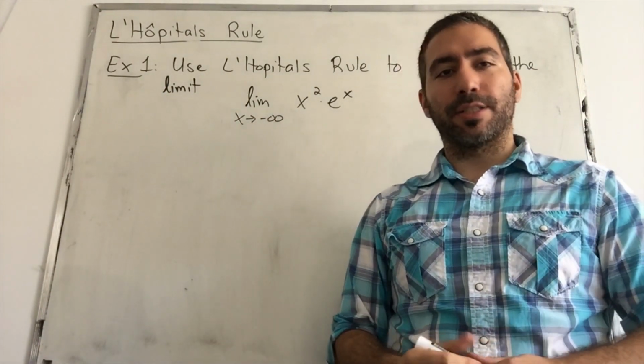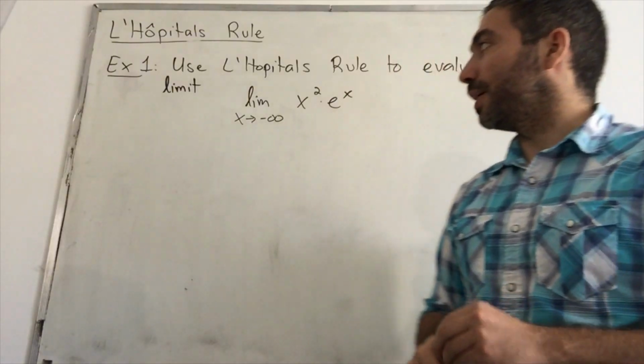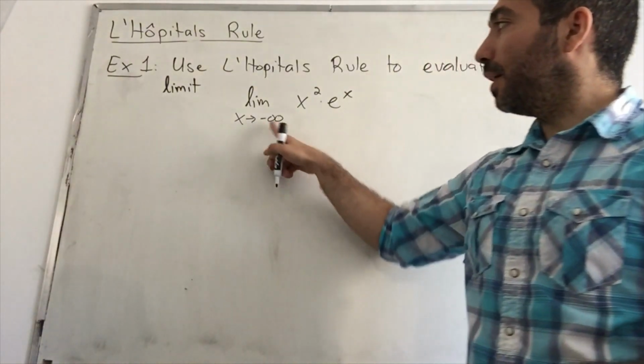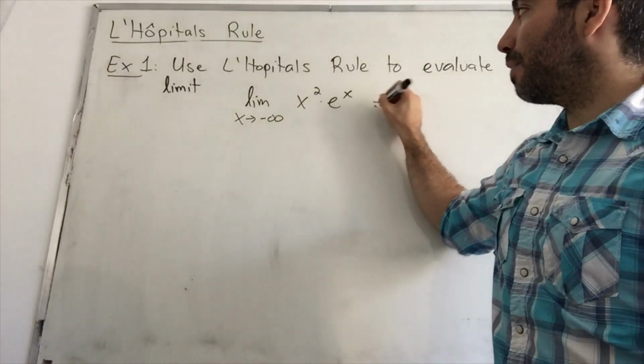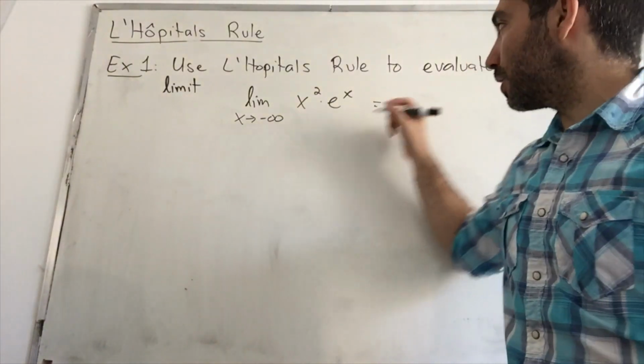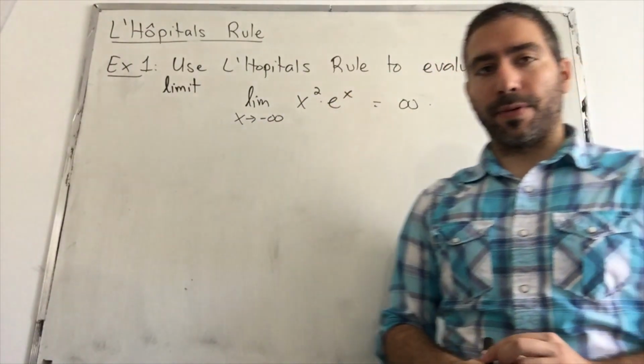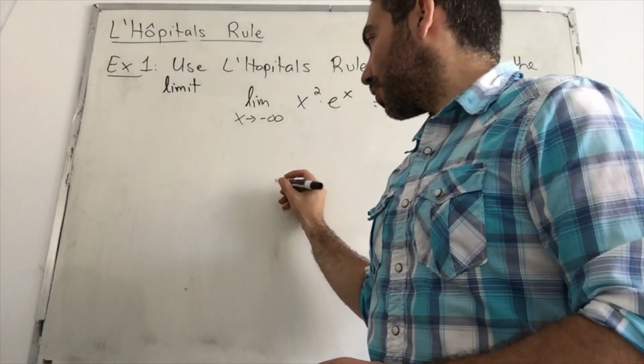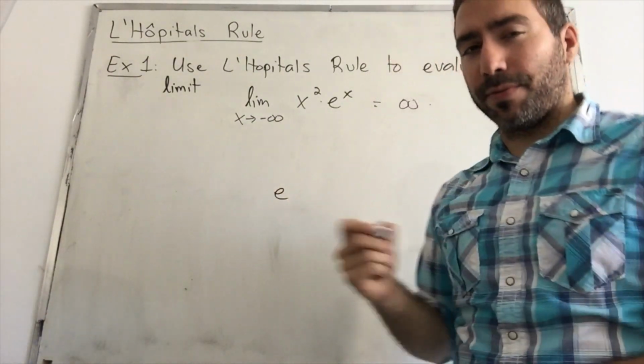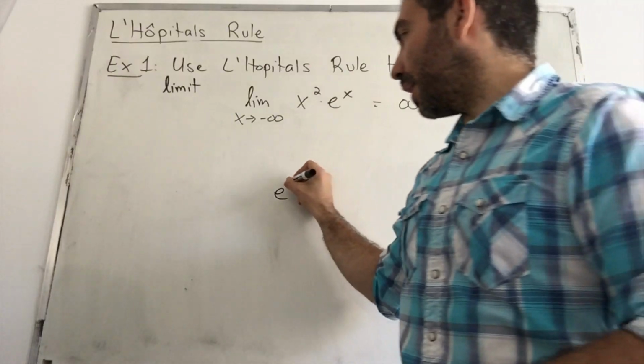So we begin by substituting the value in. We're replacing x with negative infinity. On the left side, we get negative infinity squared, so that becomes positive infinity, times e to the negative infinity. E to the negative infinity, this is a common mistake that students make. They think it's infinity. Be careful. E to the negative infinity.